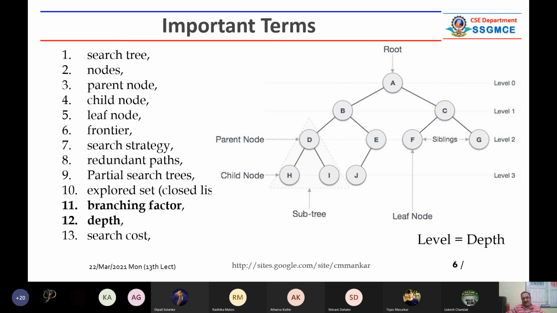Now luckily this is a graph where there is no direction. There are no directed edges. Directed edges में आपको direction का भी ख्याल रखना पड़ता है. So these are the terms.